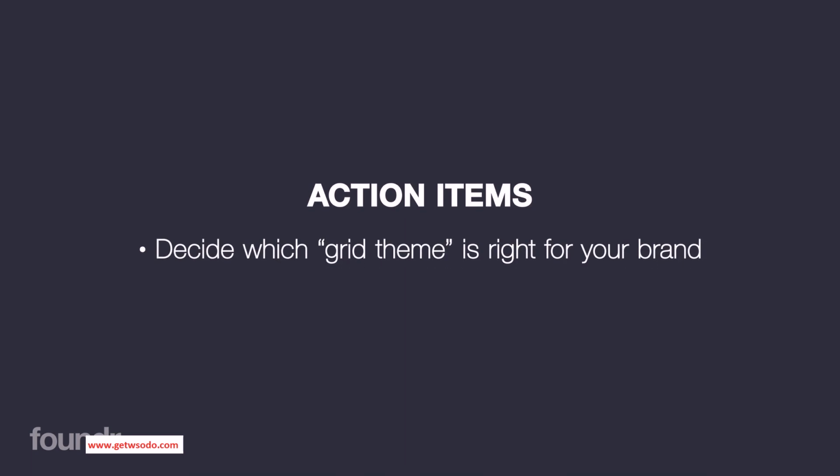So the action item for this particular lesson is go out there and actually work out what the strategy is for your grid. Make a decision and then start implementing it in your content strategy. Are you going to do colors? Are you going to do a mixture of content? Are you going to use certain filters?